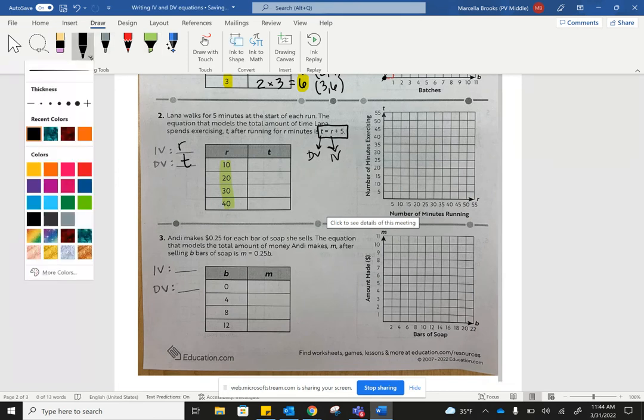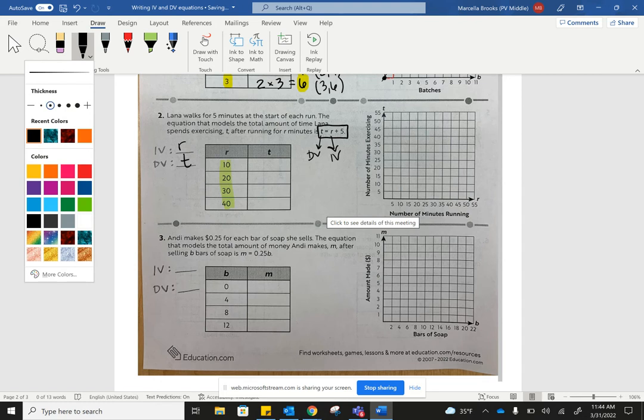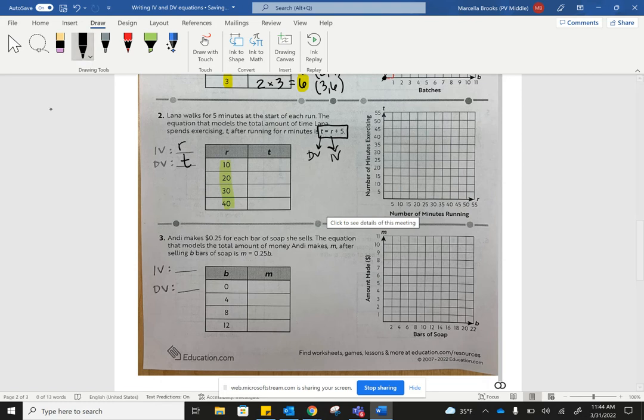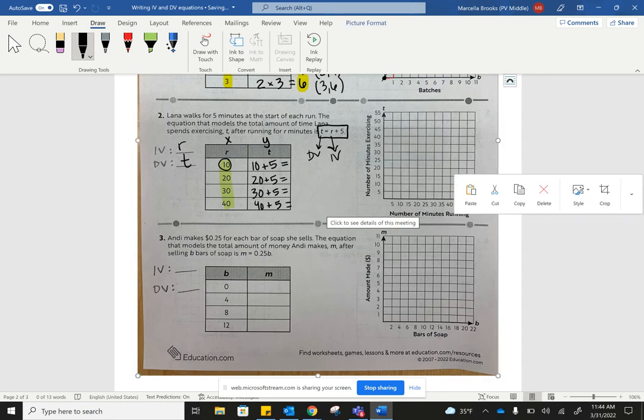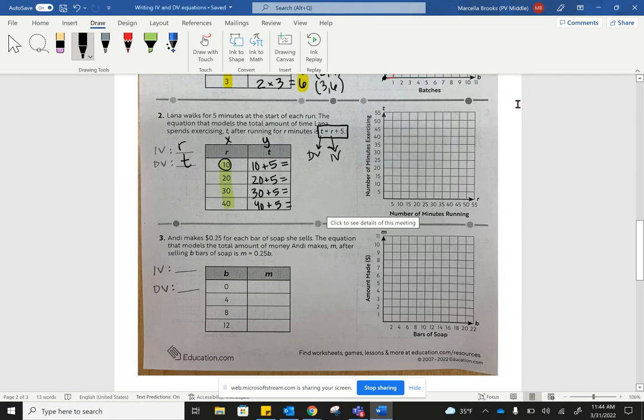So let's just go through and do that. T equals R plus 5. This is our R, so we're going to do 10 plus 5. Then we're going to do 20 plus 5. Then we're going to do 30 plus 5. Then we're going to do 40 plus 5. This is going to calculate our y value. We already have our x values. So I'm going to let you guys do the calculations and come up with your points and graph them. You need to calculate your y value, then graph your points and make your line.